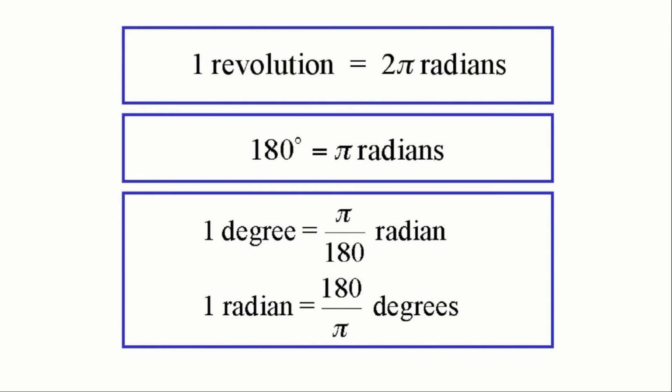So these are a few things you have to keep in mind in order to solve the problems properly. 1 revolution is equal to 2π radians. Half a revolution is equal to π radians, where π radian is equal to 180 degrees. Another important thing is 1 degree is equal to π/180 radian, and 1 radian is equal to 180/π degrees.